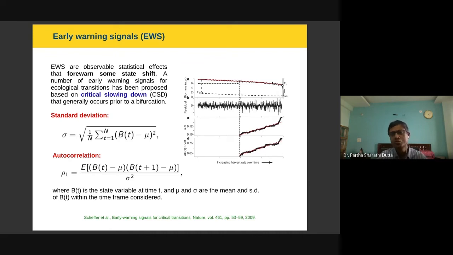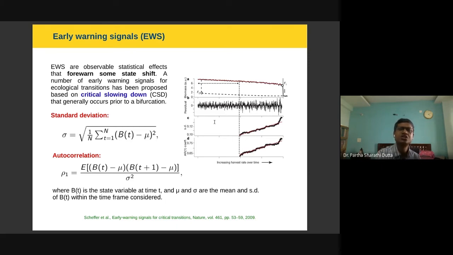Then to remove the unwanted fluctuations from the time series, we do some Gaussian detrending. We fit with some bandwidth, and we get this red curve, which is a Gaussian function, and then we subtract the actual time series from this Gaussian function, and we get the residual time series. So the second figure, B, is the residual time series.